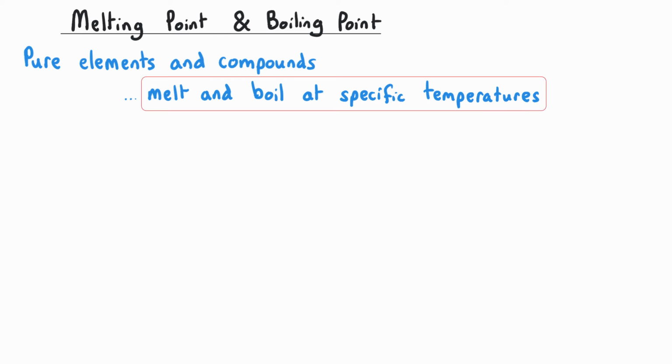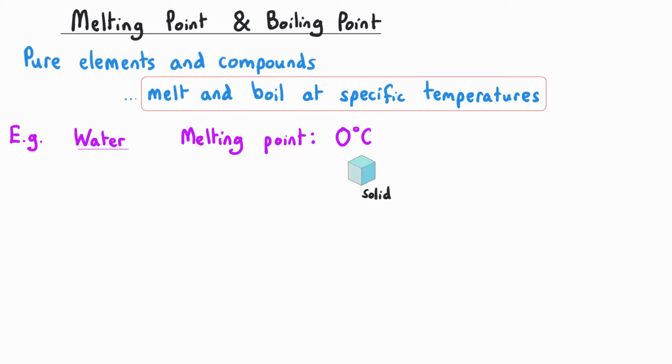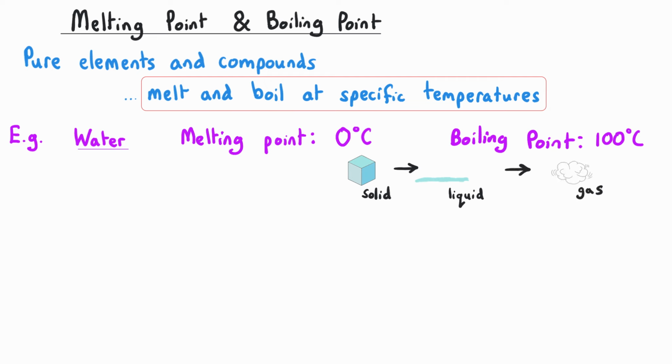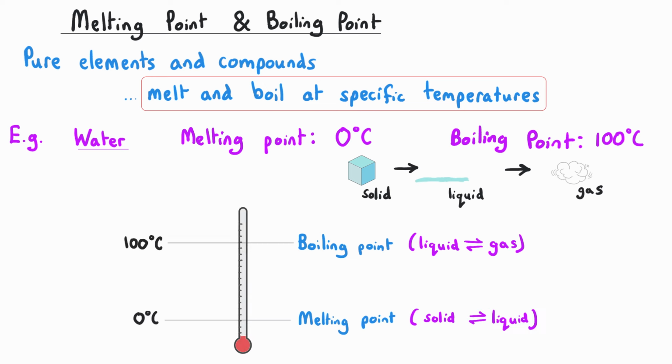For instance, water. Pure water has a melting point of 0 degrees C, and so that means that if you have a cube of ice, it will melt at exactly 0 degrees C. And water has a boiling point of 100 degrees C, so pure water will always boil at exactly 100 degrees C. This means that at temperatures below 0 degrees C, there isn't enough energy to turn the solid water, the ice, into liquid water, and so water will be a solid at temperatures below 0 degrees C.